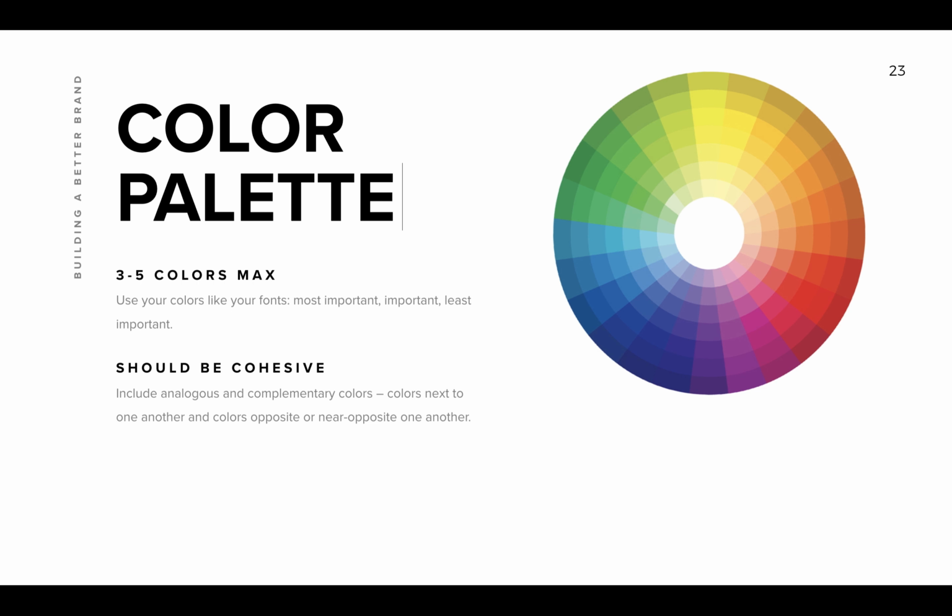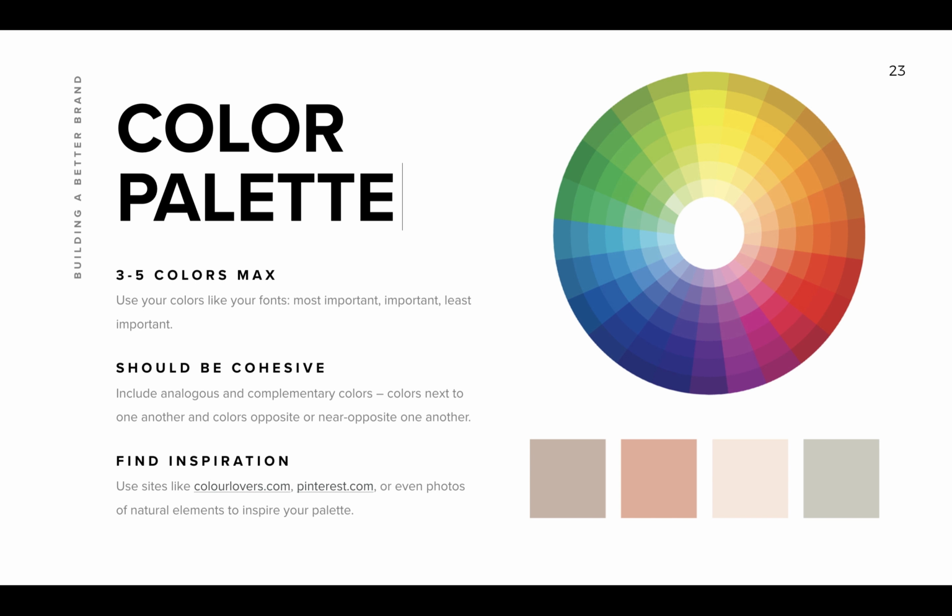Let's look at my website palette, for example. I have 3 different types of this peachy orange color. One is darker and less saturated, one is more saturated, and the other is light and bright. Now, to create contrast, I've included this cool greenish blue, which is exactly opposite that peach color on the color wheel. And it turns out they complement each other pretty nice. So if you're stuck, I suggest you go and look for inspiration somewhere else. I love sites like Color Lovers, Pinterest, or you can even use photos of natural elements to inspire your palette.